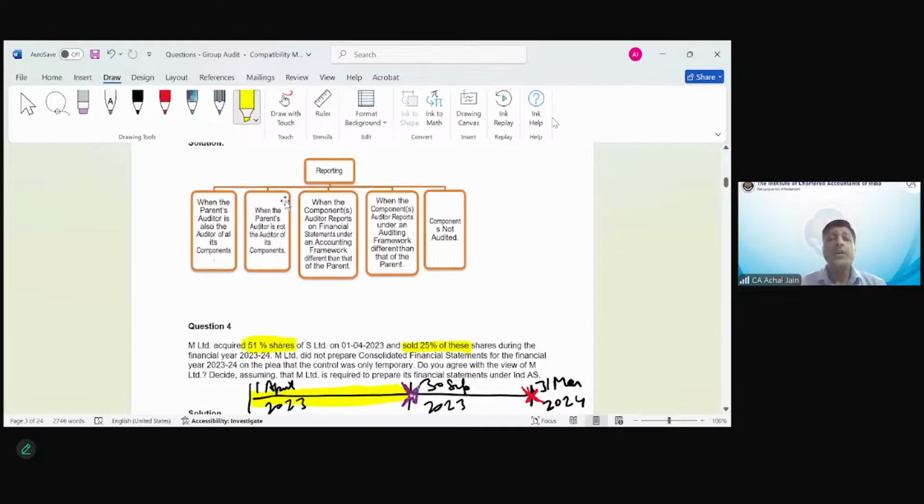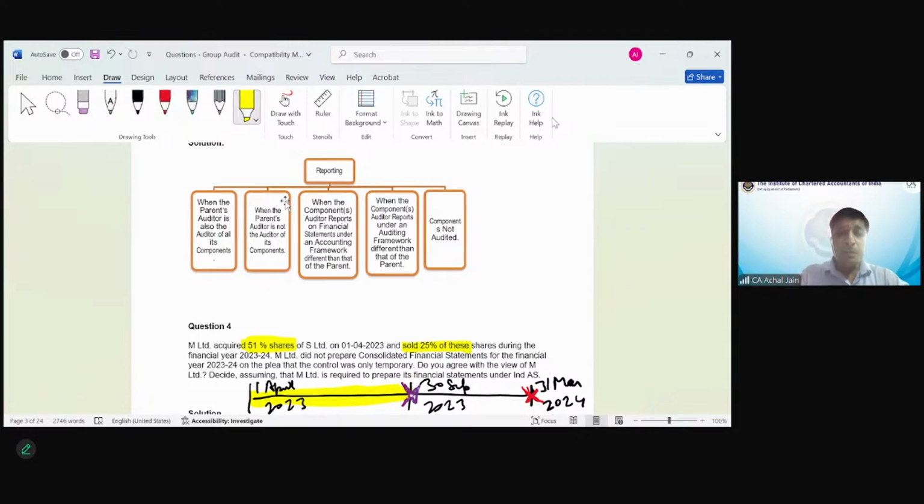When the parent auditor is also the auditor of all the components. So in this case, when the parent is itself auditing all the components, the parent will not specify anywhere in the report on CFS that the component is audited by another auditor. Yes or no?